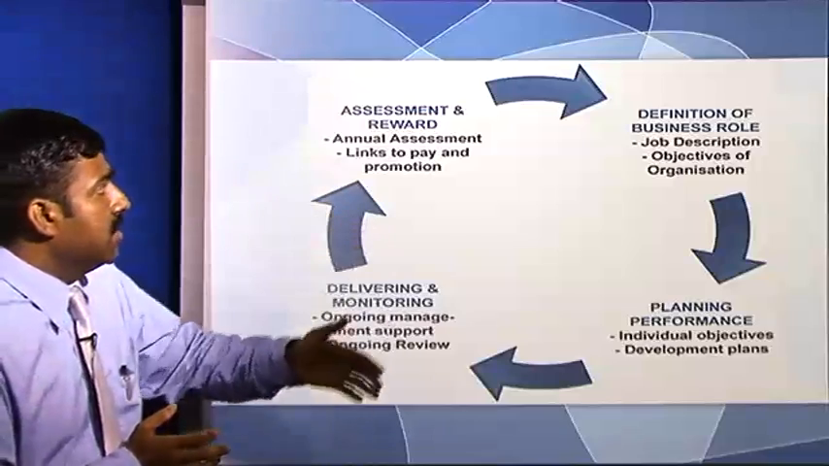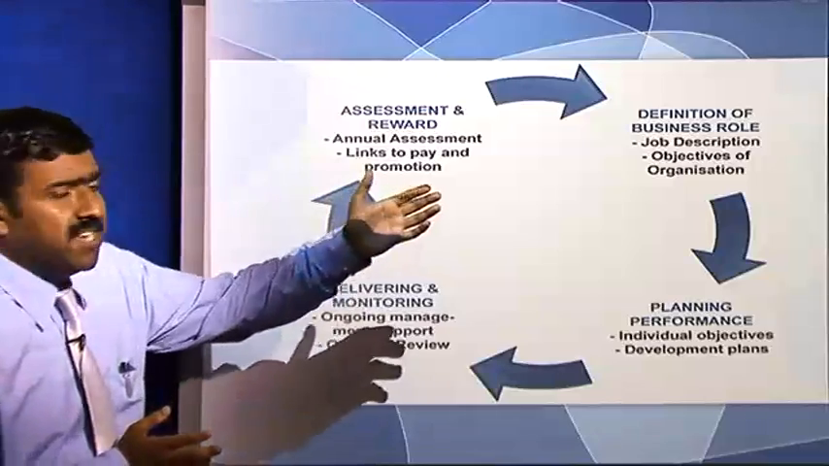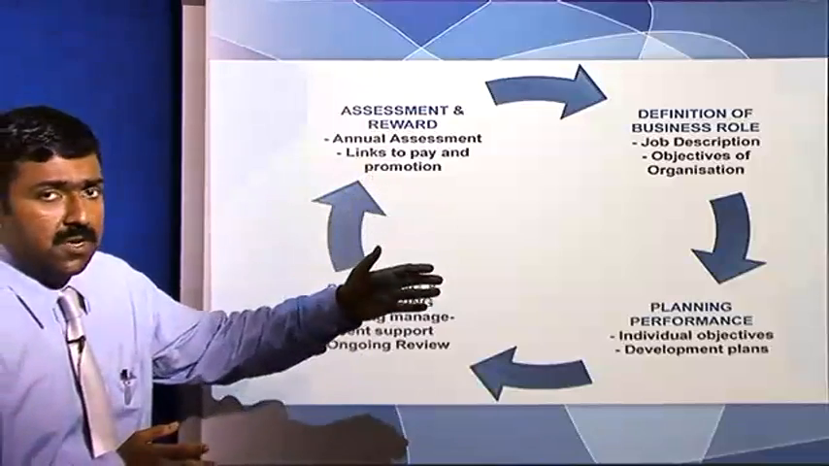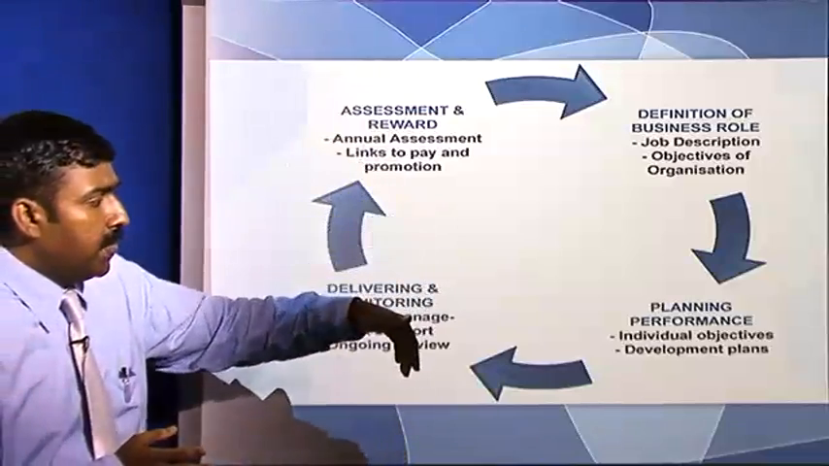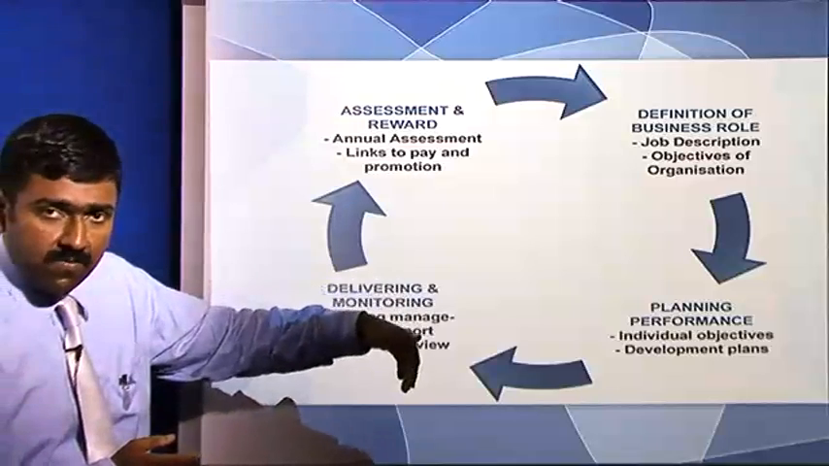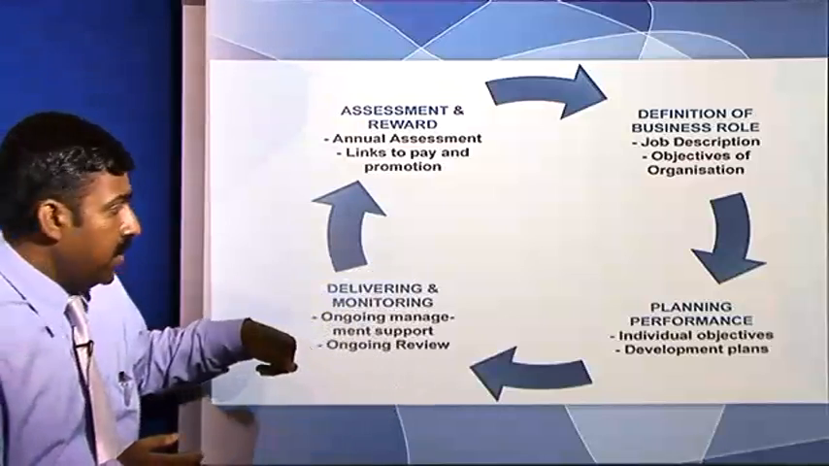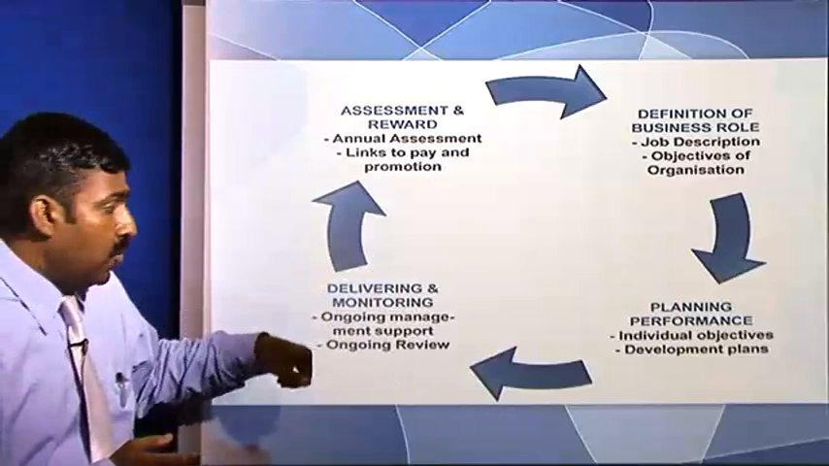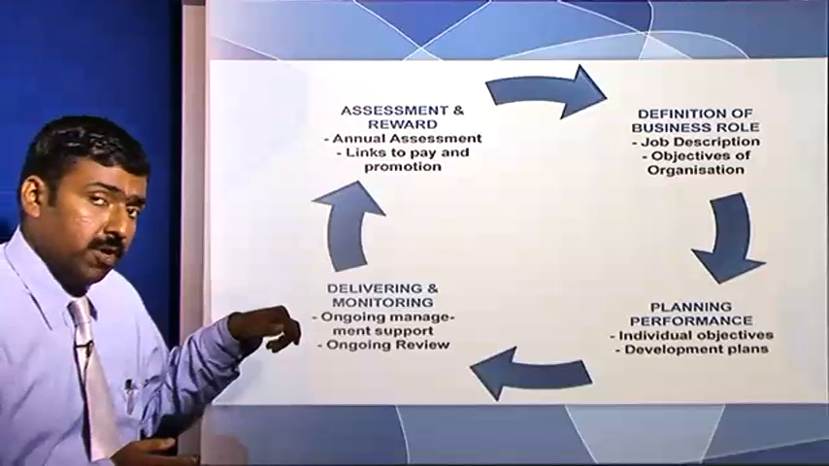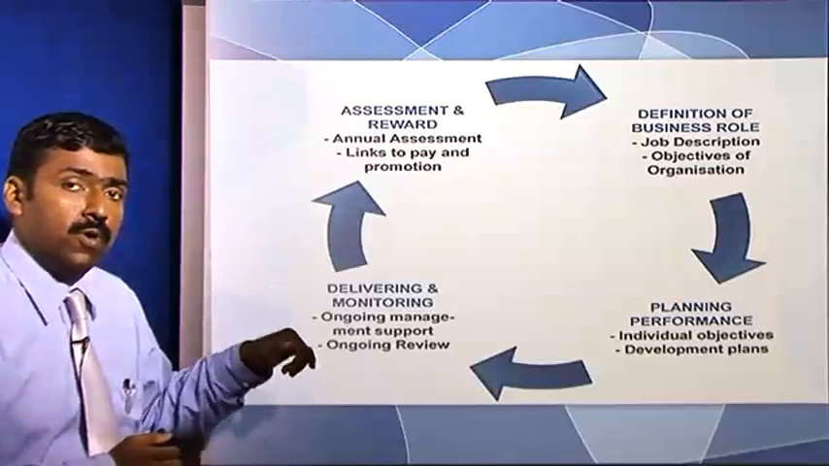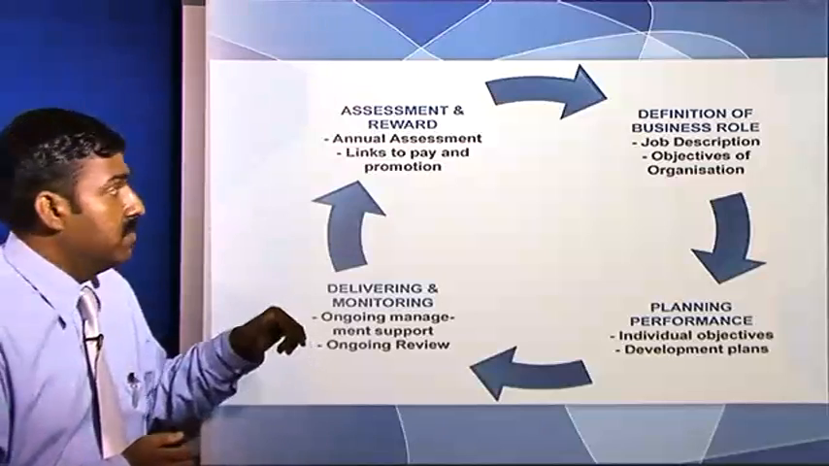Let's take a look at the cycle. Now, it starts with definition of business role from job description and the objectives of the organization. Now, moving on, you have to plan your performance through individual objectives for employees and development plans. Moving on to delivering and monitoring, it is an ongoing management support and ongoing review. You have to review your objectives, your development plans on an ongoing basis to have an efficient system.